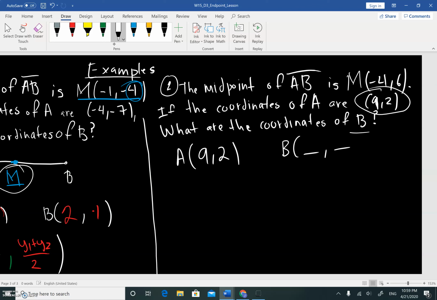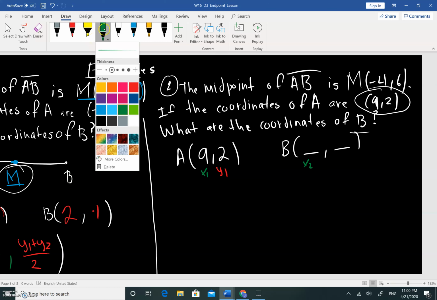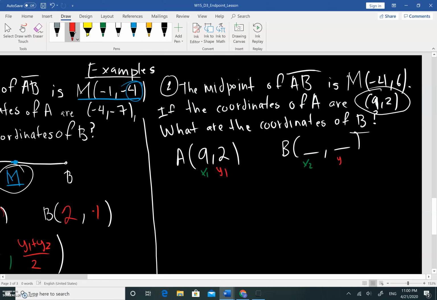In this case, I'm going to do it a little bit differently. We go ahead and write down our formula and identify what is my x1, y1, x2, y2. So A is going to be my x1, y1, and then B is going to be my x2, y2. In this case, we're not given x2 and y2, so we are looking for these two. We are trying to find out what these two are.